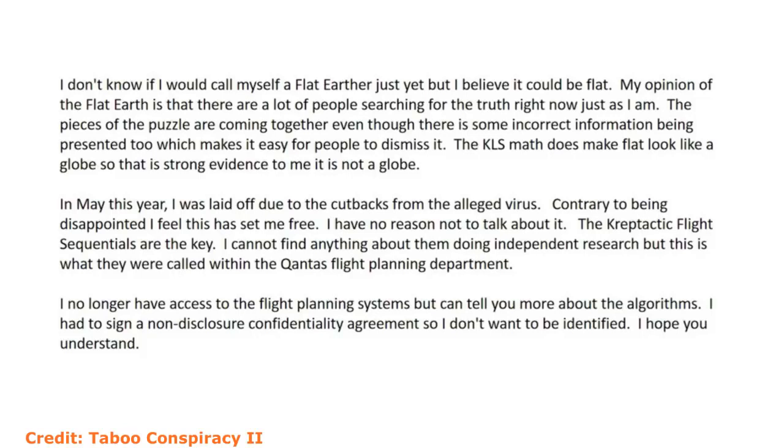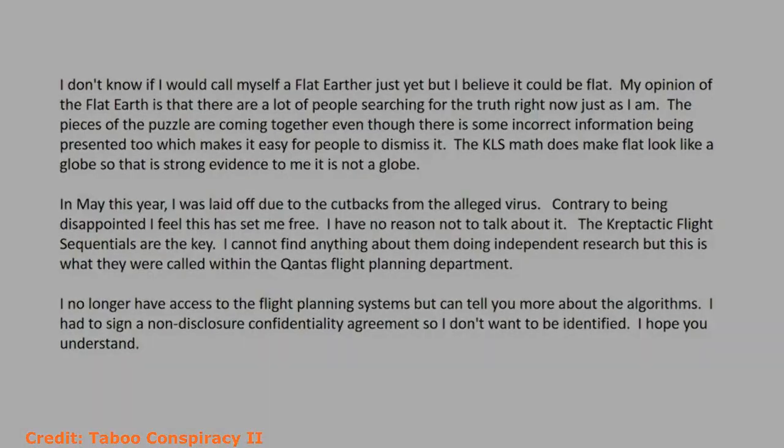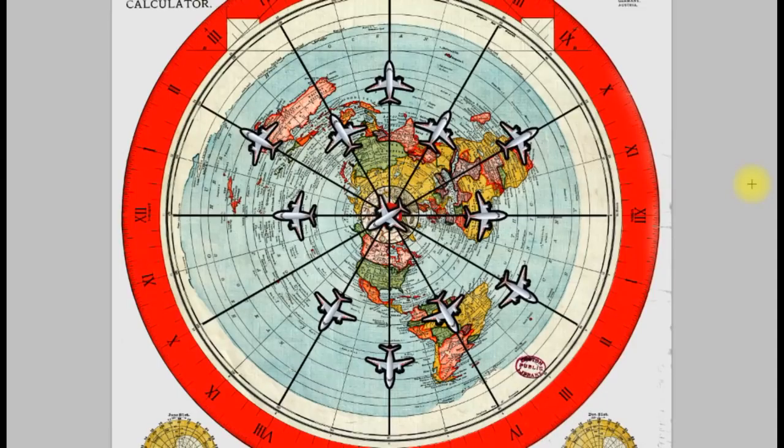I cannot find anything about them doing independent research, but this is what they were called within the Qantas flight planning department. I no longer have access to the flight planning systems, but can tell you more about the algorithms. I had to sign a non-disclosure confidentiality agreement, so I don't want to be identified. I hope you understand.